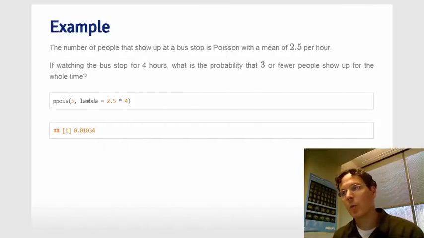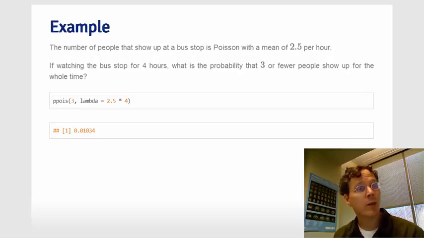So imagine the number of people that show up to a bus stop is Poisson with a mean of 2.5 people per hour. We watch the bus stop for 4 hours. What's the probability that three or fewer people show up the whole time? So that's just the Poisson probability of 3, 2, 1, and 0. And the rate we want at this point is not 2.5, because it's 2.5 events per hour, but we watched it for 4 hours, so we want to put in a rate of 2.5 times 4, and here we get a probability of 1%.